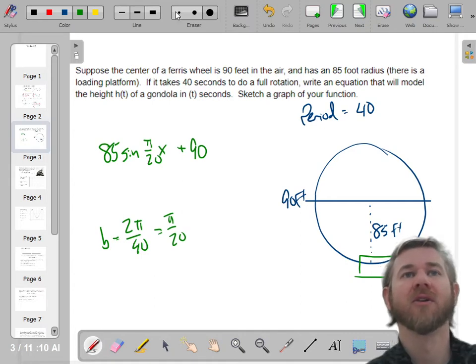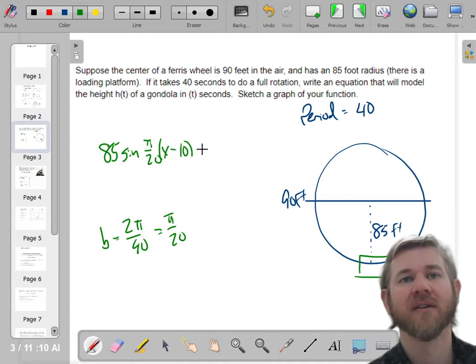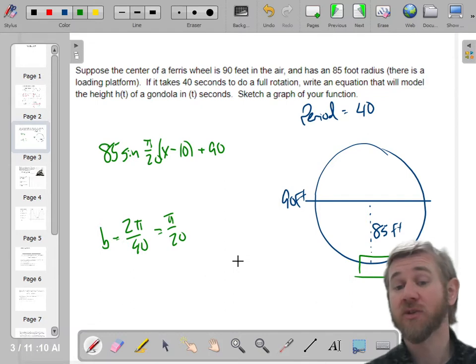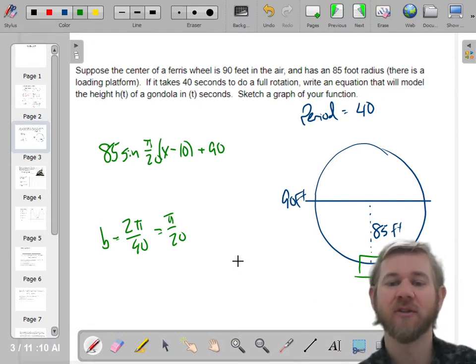So what I need to do is I need to add the phase shift to this one, because the context of the problem, it wouldn't make sense to get on the Ferris wheel 90 feet in the air. So that's kind of tricky, and the easiest way to do that is to look at the graph.